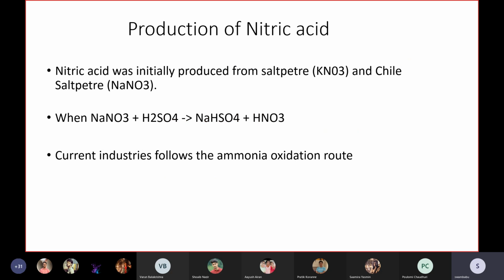Today the next topic is production of nitric acid. This is another important chemical which is used in most of the industries, especially fertilizer industries. Fertilizer industries use nitric acid.